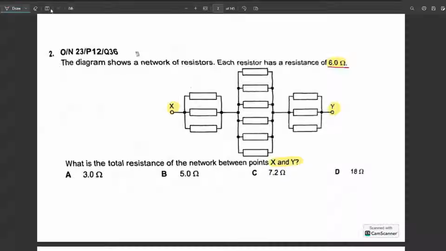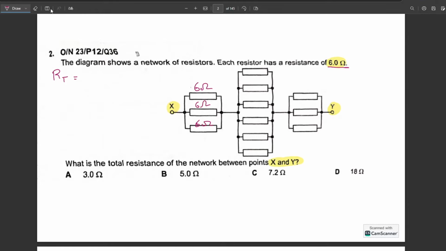First of all, let's examine this combination. 6 ohms, 6 ohms, 6 ohms. So there are 3 6 ohm resistors connected in parallel. If you have the same resistors connected in parallel, in order to calculate the total resistance across a parallel combination, you take the resistance and divide it by the number of resistors.